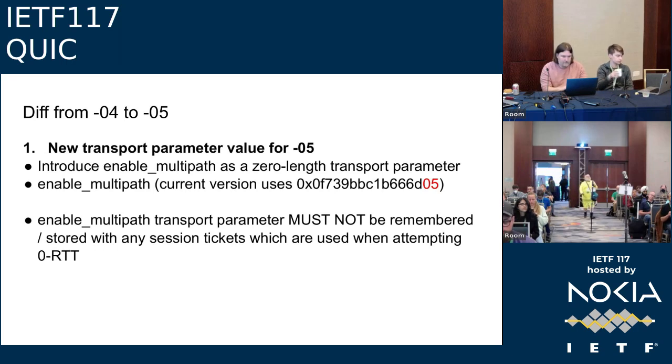Although we have merged lots of pull requests on GitHub, the most important change in this version is that we update the new transport parameter and the frame types. The first important thing is that we update the new transport parameter value. As we don't need to support zero-length connection ID anymore, we don't need the value of this transport parameter. So we just introduced enable multipath as a zero-length transport parameter, and we update the version to 05.